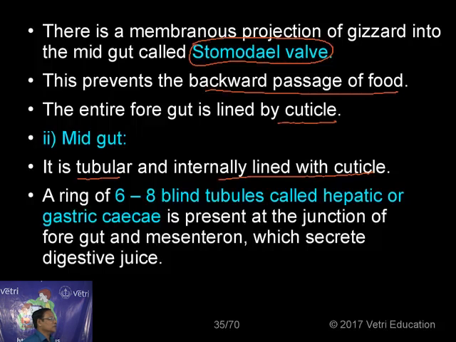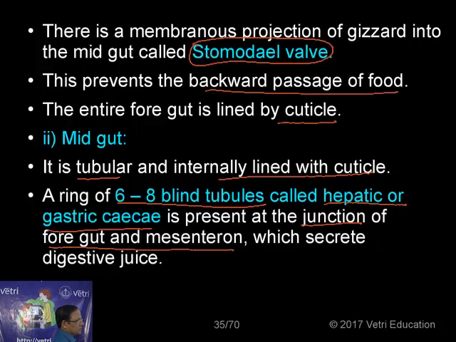Now, at the junction of the foregut and midgut, strictly speaking at the junction of the gizzard and the midgut, we have 6 to 8 blind tubules concerned with the secretion of some digestive juices. They are called hepatic caecae, otherwise called gastric caecae. They are normally present at the junction of the foregut and mesenteron.